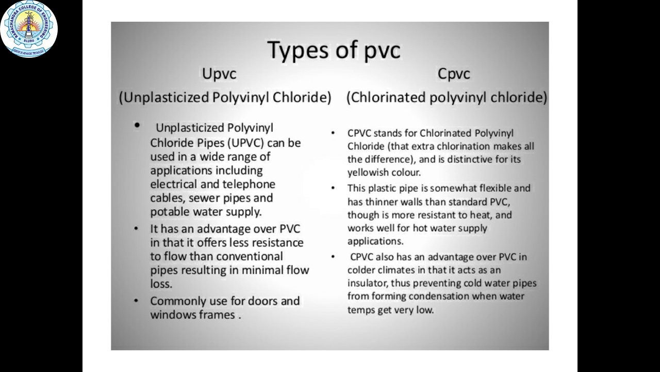Coming to the CPVC, it is distinctive for its yellowish color. The CPVC plastic is flexible and has thinner walls than standard PVC, though it is more resistant to heat and works well for hot water supply applications. CPVC also has an advantage over standard PVC in colder climates, so that it prevents the cold water pipes from the formation of condensation when water temperature gets very low.